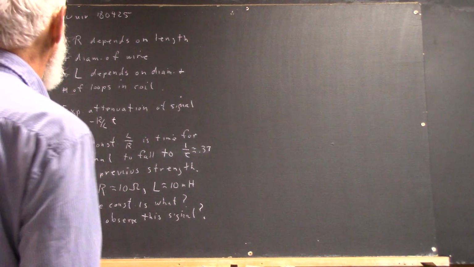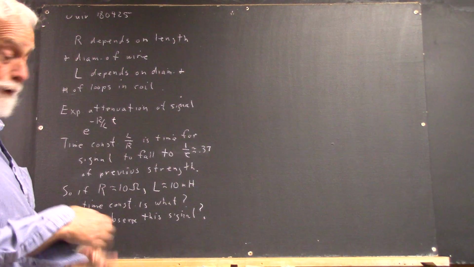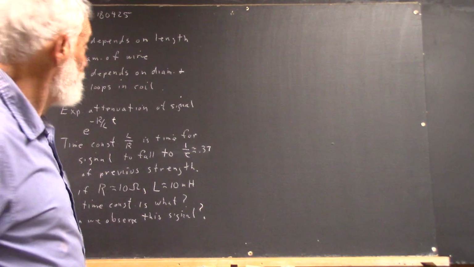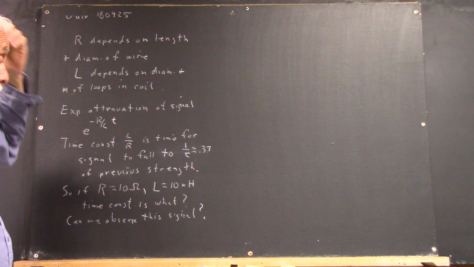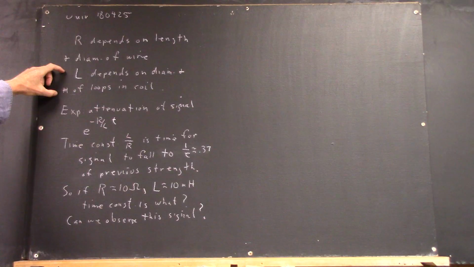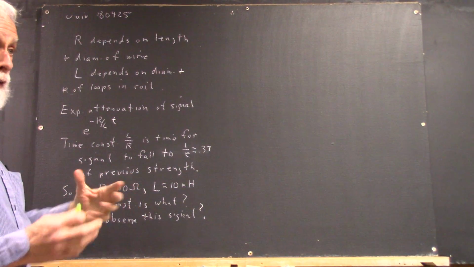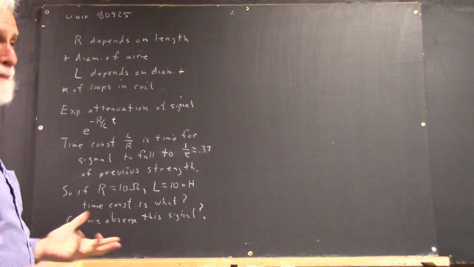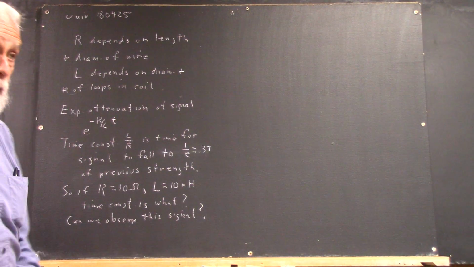Okay, so in our situation, the resistance in our inductor depends on the length and diameter of the wire we're using for the coils, right? Inductance depends on the diameter and number of loops in the coil. Now, we are making an assumption here that the magnetic field throughout the interior of the coil is equal to the magnetic field at the center. It's not true, but it's a ballpark assumption. We're just trying to figure out if we're going to be able to observe this thing.